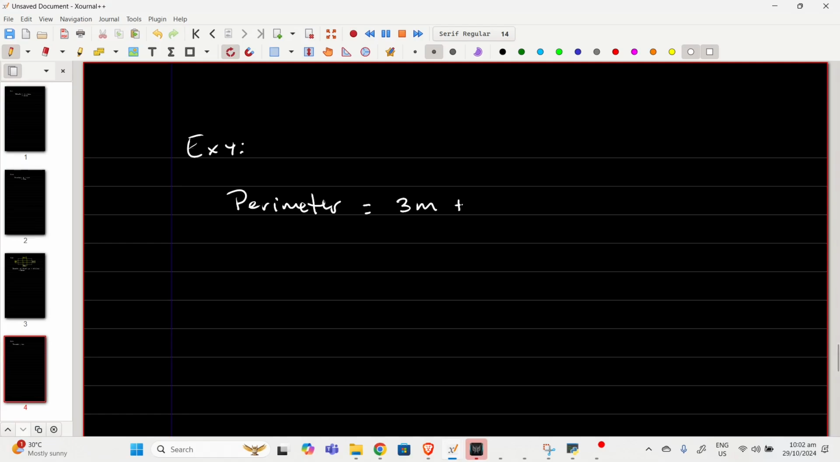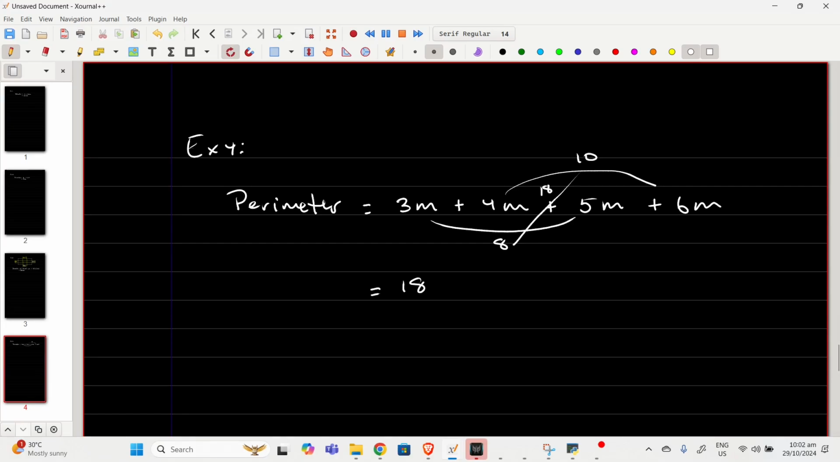So 3 meters plus 4 meters plus 5 meters plus 6 meters. 4 and 6 would be 10. 3 and 5 would be 8, 8 and 10 would be 18. So we get 18 meters as the perimeter for that irregular shape.